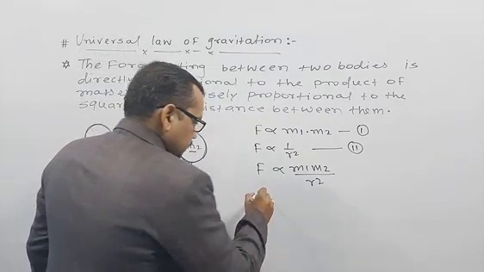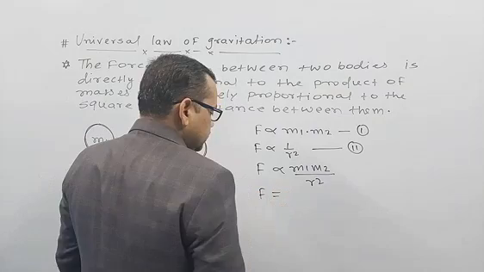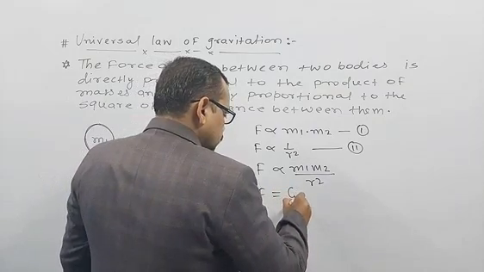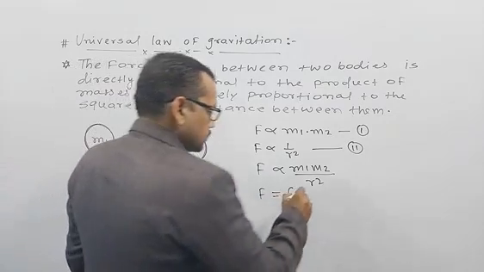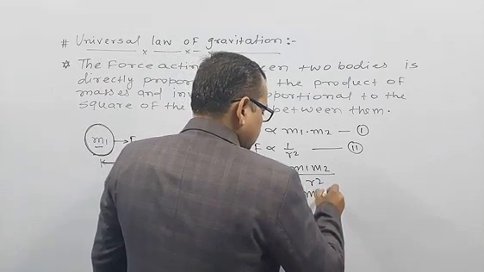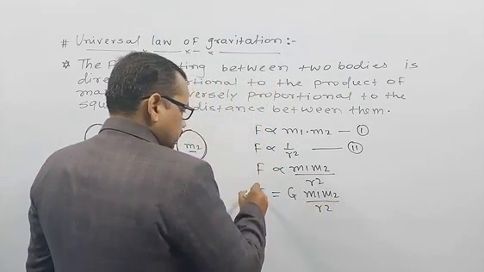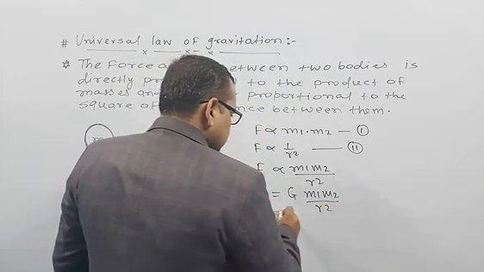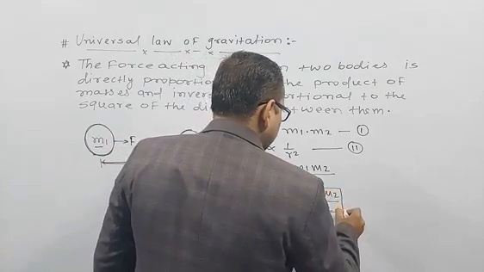Now we need to remove this proportionality sign, and to remove this proportionality sign we will use a constant that is known as the universal constant. We will write F equal to the universal constant, that is represented by capital G, m1 m2 divided by r square. This is the final equation of the universal law of gravitation.